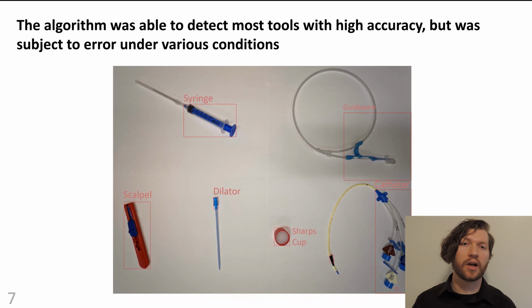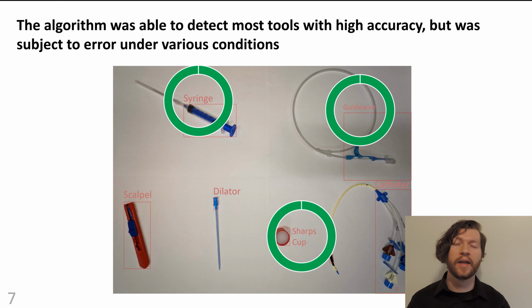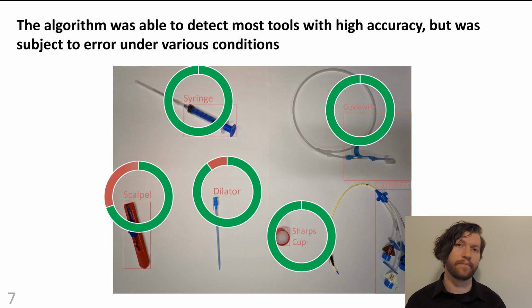When placed individually on the backlit tray, the syringe, guide wire, and sharps cup were all detected 100% of the time, the dilator 90% of the time, and the scalpel 70% of the time. The system was in error most often when the scalpel was placed close to the tray's edge or when it was placed on its side.